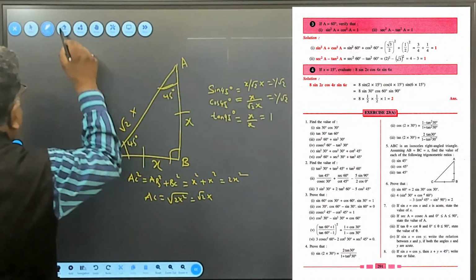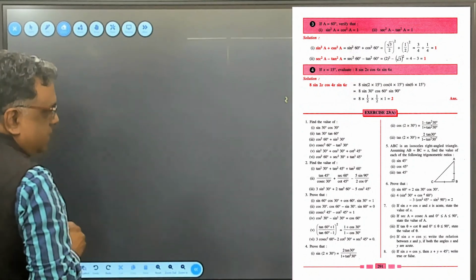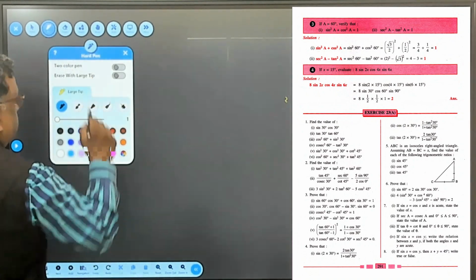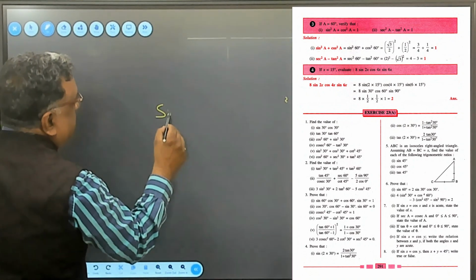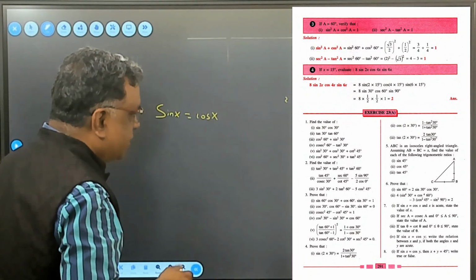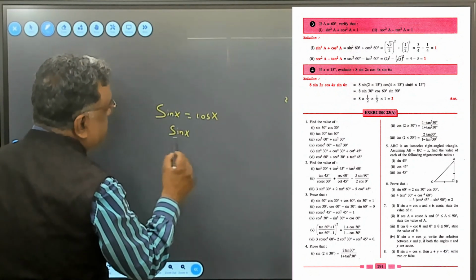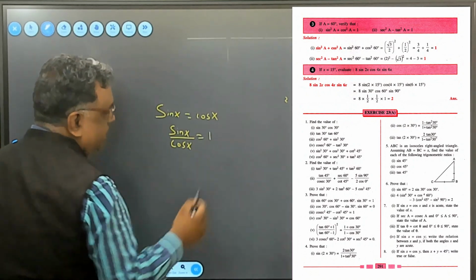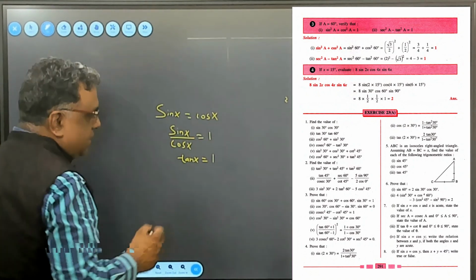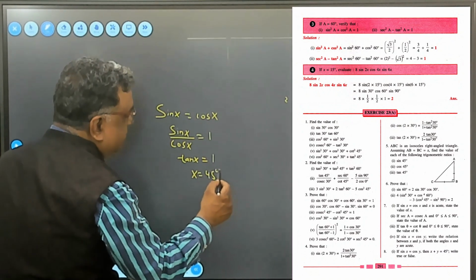Question number 7. What they're saying is, if sin x equals cos x, and x is an acute angle, then find the value of x. So can I say sin x upon cos x is 1, which means tan x, because sin x upon cos x is tan x. Achha, when does tan x become 1? I know that tan 45 degrees is 1, so x has to be 45 degrees, okay?